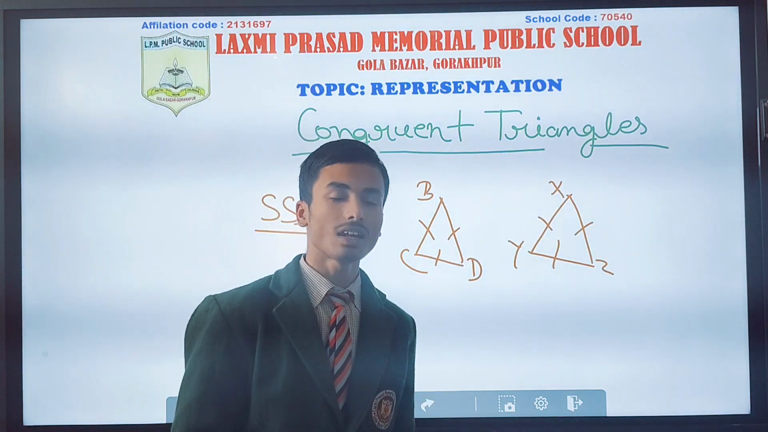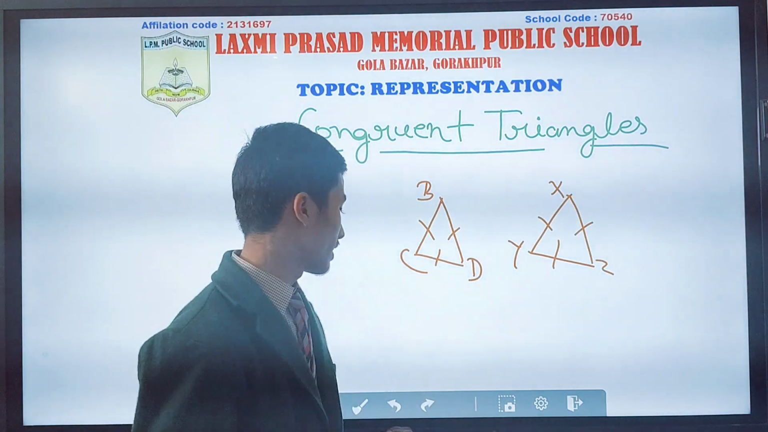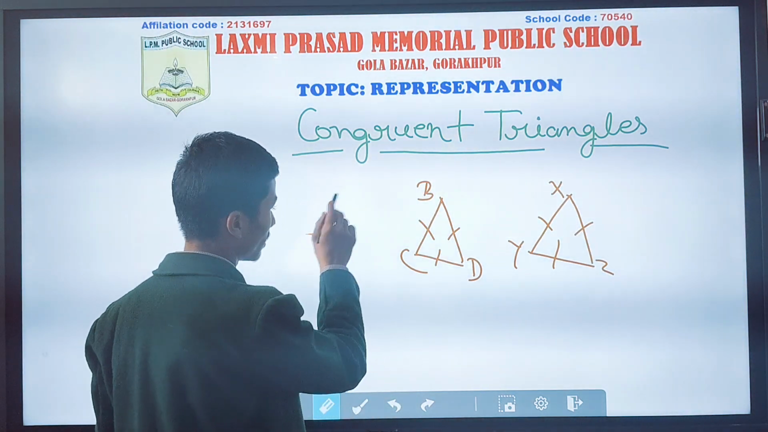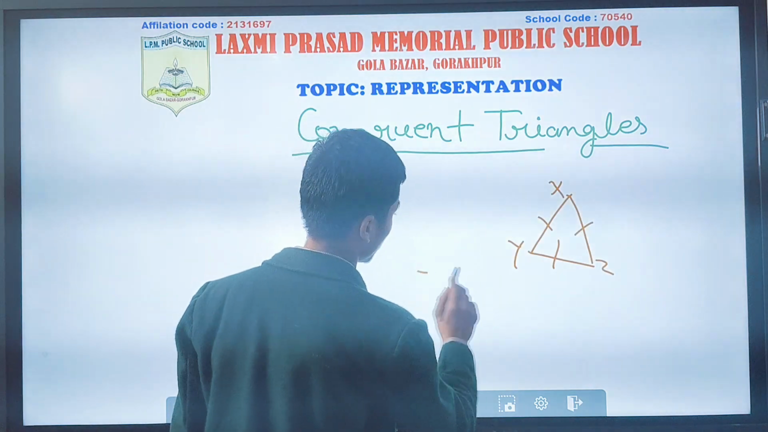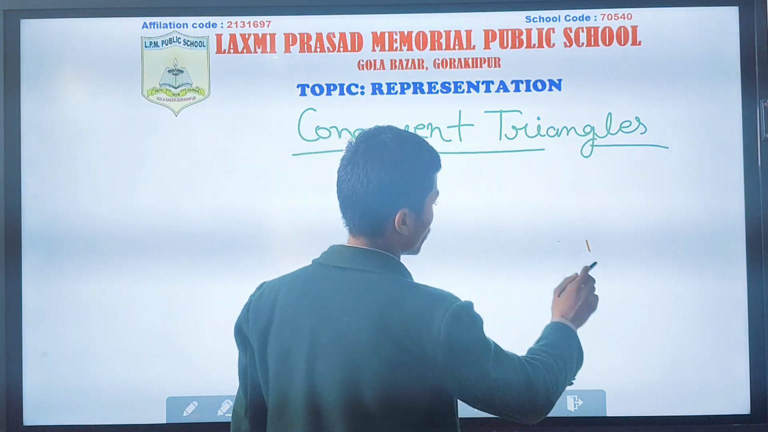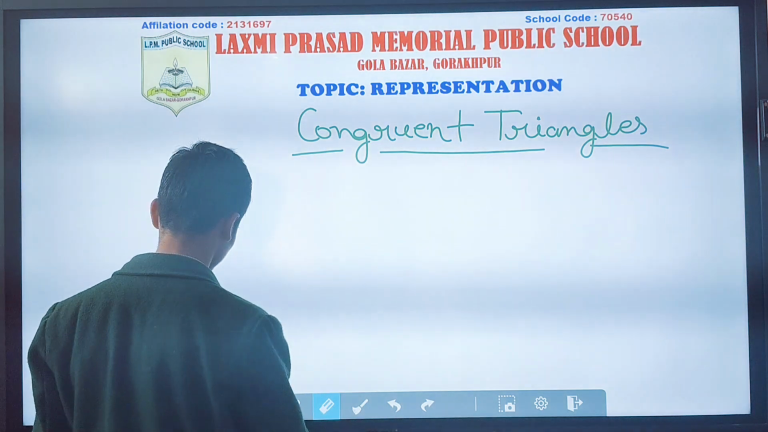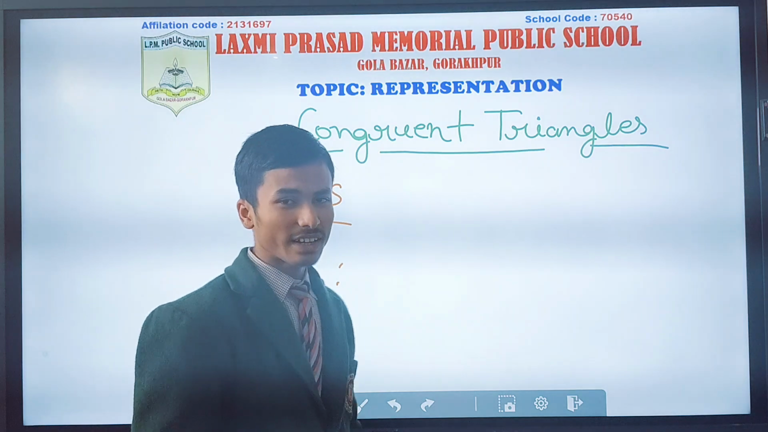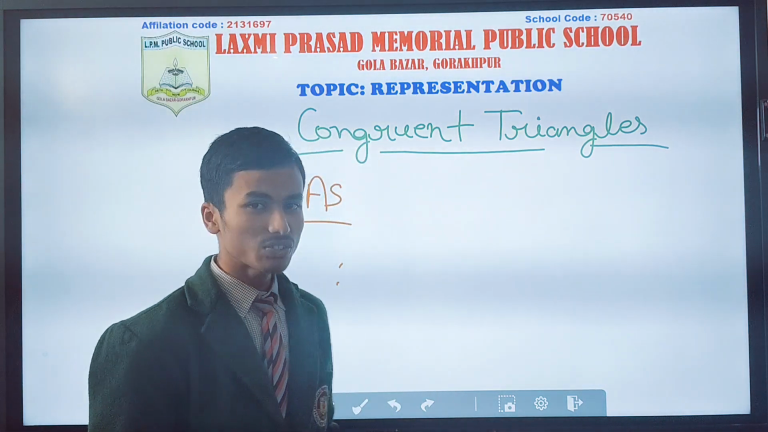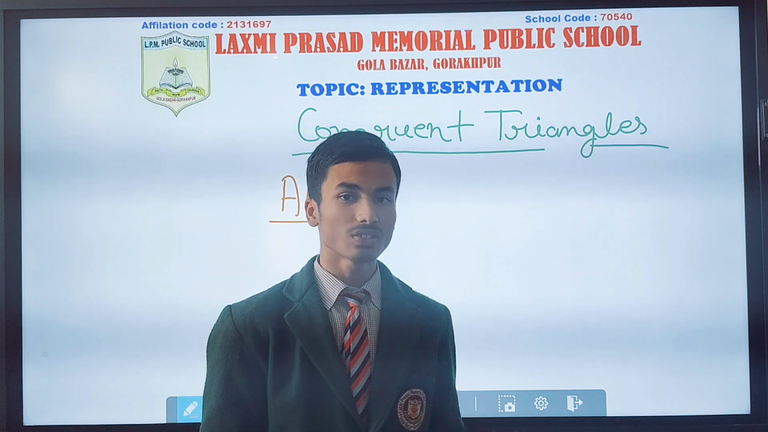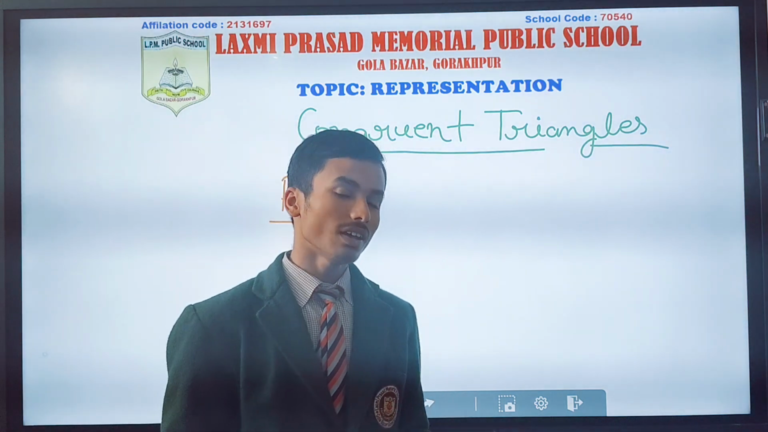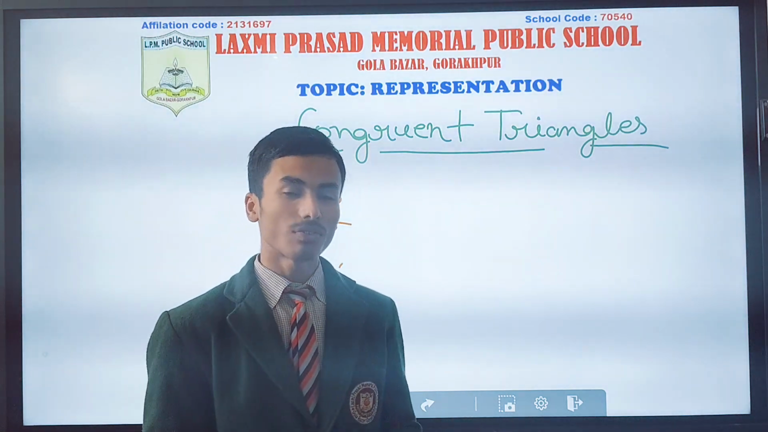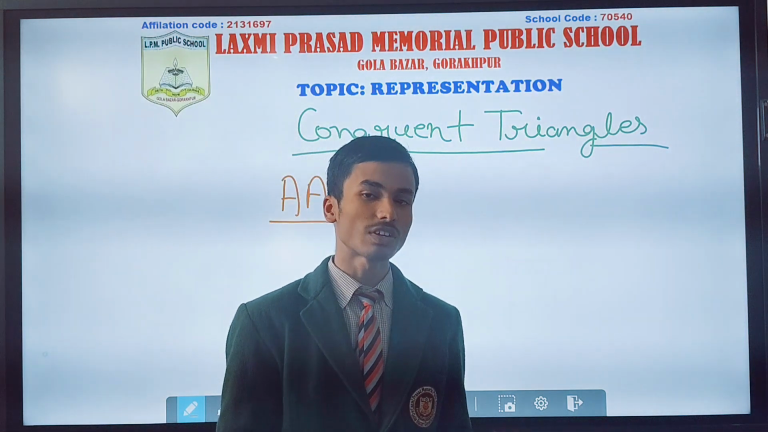After that, the third criteria for the congruency of triangles is the AAS criteria. So let us start and understand this criteria. AAS stands for angle, angle, side. It means two triangles are said to be congruent if two angles of a triangle are equal in measure to those of the other triangle and one side of the triangles, a corresponding side, is equal.